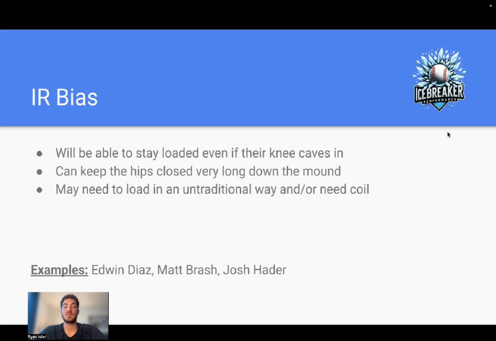Now, on the other end of the spectrum, if you are better with internal rotation, you have IR bias, you're going to be able to stay loaded even if your knee caves in. So you're going to struggle if a coach tells you to hold that vertical shin, because that's not really the way your hips work. You don't have that range of motion. But if your knee caves in, which a lot of coaches would deem bad mechanics, you're still going to be able to stay loaded and explode out of that, even though it may not look aesthetically pleasing to them, right?